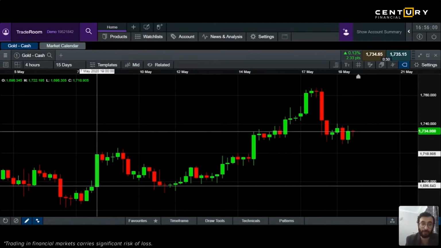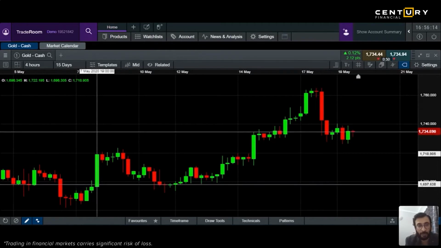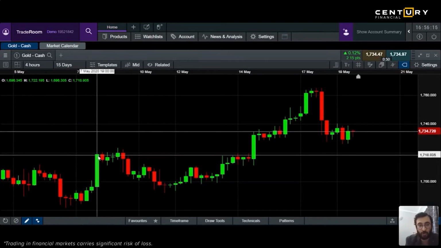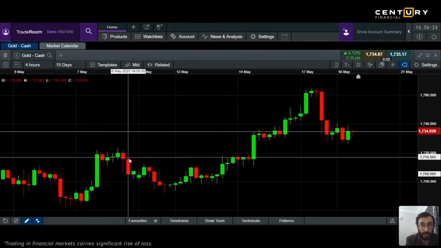8th May is the non-farm payroll, and it was expected that unemployment had increased and it was going to be bad data. You see what happens on 7th May. From 1695 in the evening, 7 o'clock, gold goes up to 1718, already ahead of the news. And when the actual news comes in on 8th of May, this is 3 o'clock and this is 7.